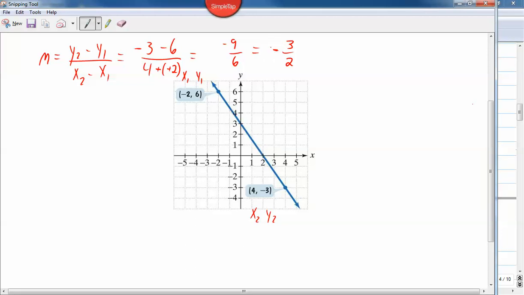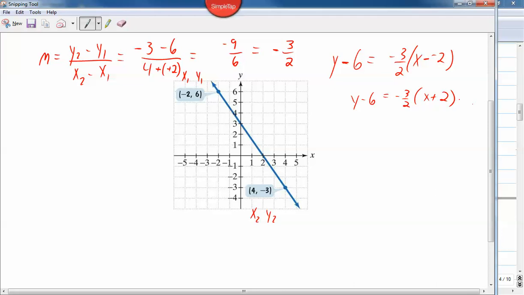Anyway, so now we have the slope. So we have 2 points. All we need is 1 for point slope form. So the formula is y minus y sub 1 equals m times x minus x sub 1. So y minus 6 equals negative 3/2 times x plus 2. That's the equation of a line in point slope form.